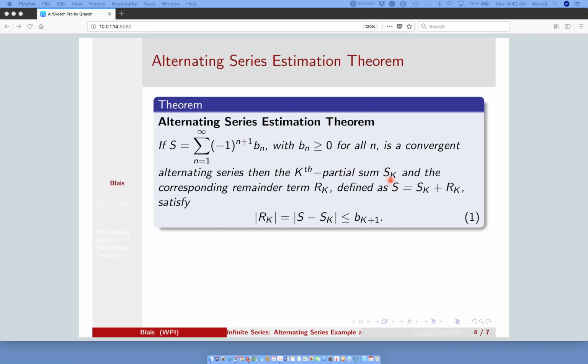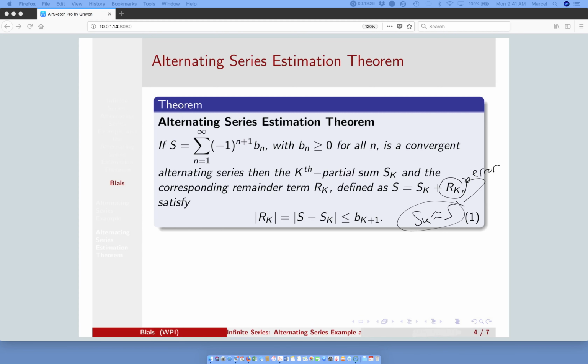The kth partial sum is Sk, so the sum of the first k terms. And that means we can write the total sum as the kth partial sum plus the remainder. And that remainder is just the rest of the terms, all the terms that you cut off after the kth partial sum. What this theorem says is about that remainder. Solve for that remainder. You get Rk is S minus Sk. You can think of that as the error of the approximation of using Sk to approximate S. There's your error. Well, your error is Rk. The error of that approximation, using the kth partial sum to approximate the whole sum, is less than or equal to b sub k plus 1.